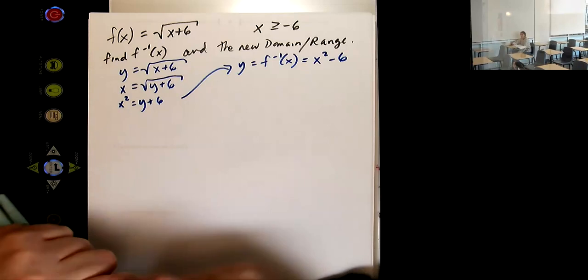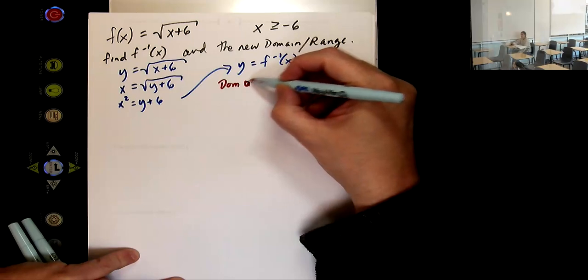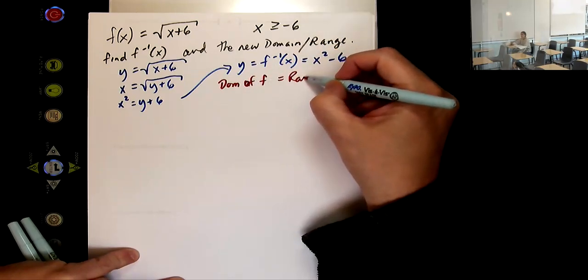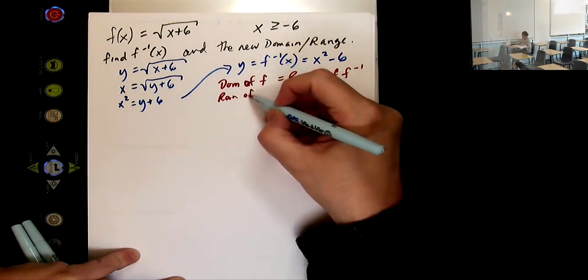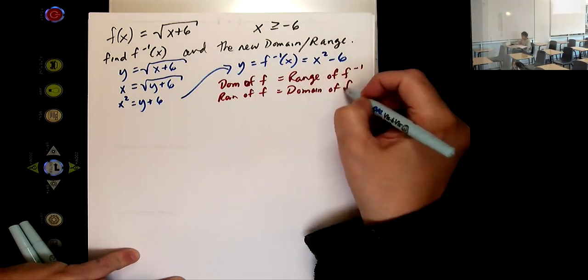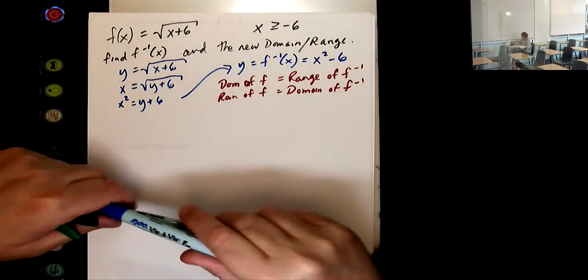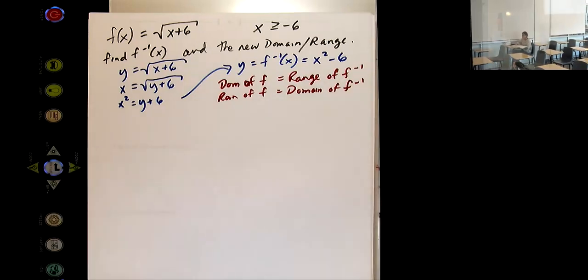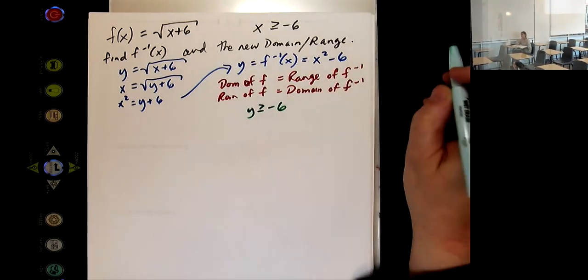Now, it's handy to remember that the domain of f equals the range of f inverse. And the range of f is the domain of f inverse. Because the x and y values swap, so do the domains and ranges. So having x greater than or equal to -6 tells me that in the inverse function, y has to be greater than or equal to -6, because we're swapping x and y.